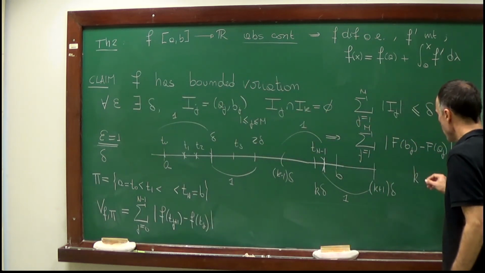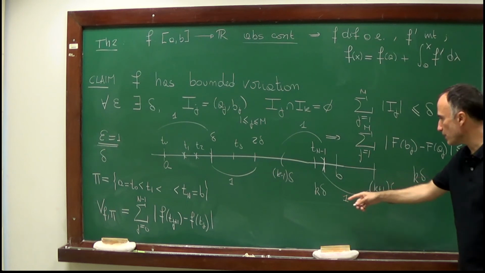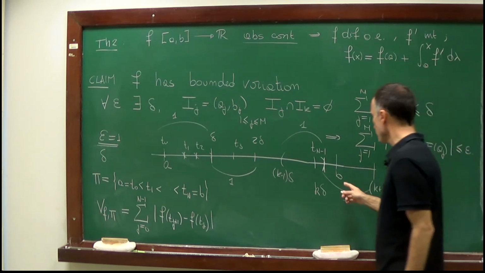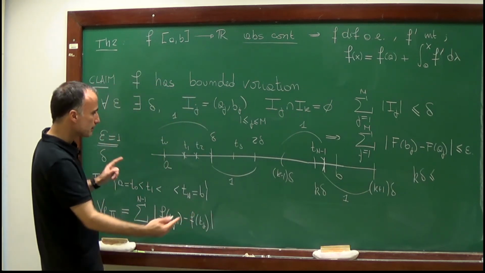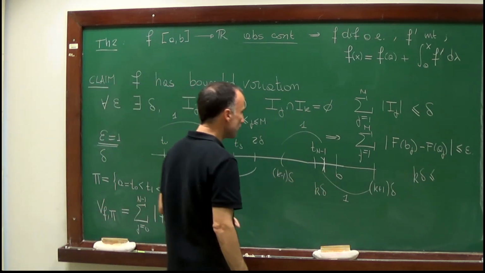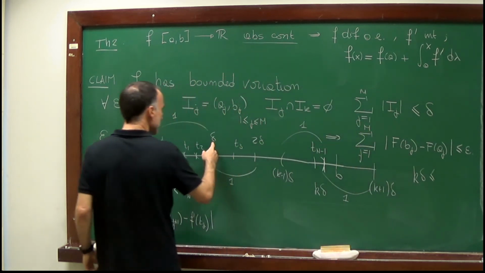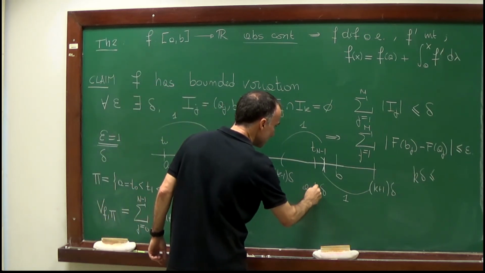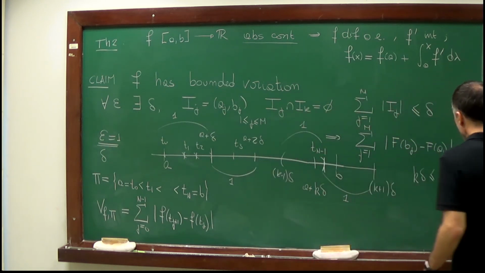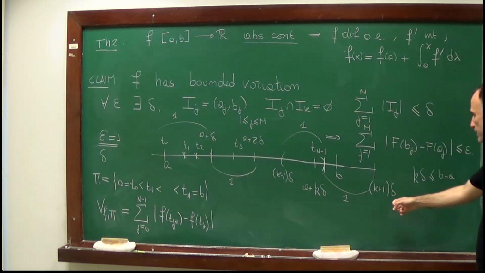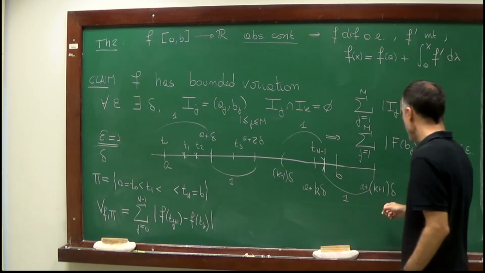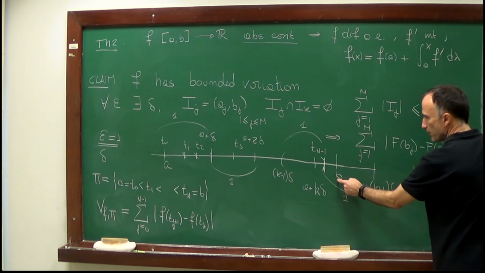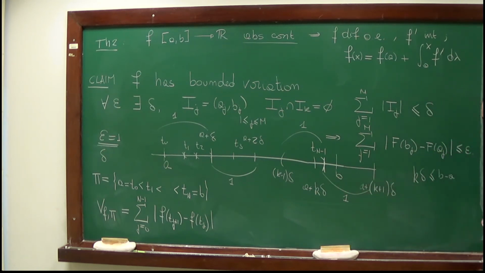Well, k is such that k times delta is smaller than this length. I'm sorry, I said here it's delta, but actually it's a plus delta, right? This is a plus 2 delta, a plus k delta. So k delta is bounded by b minus a, and k plus 1 delta, which is a plus k plus 1 delta, is strictly larger than b. So k plus 1 delta is strictly larger than b minus a.